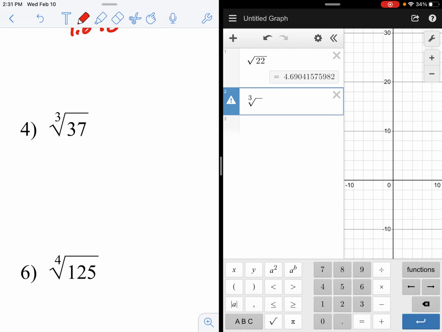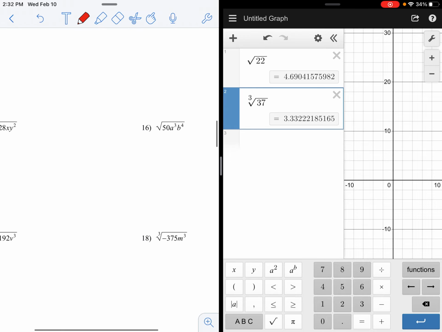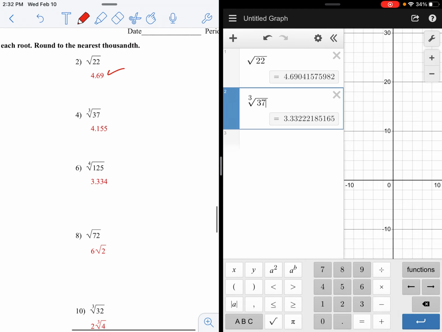Then you move the cursor down underneath the radical, and that's where you type in your 37, and you end up with 3.332. So the answer number 4 should be 3.332.